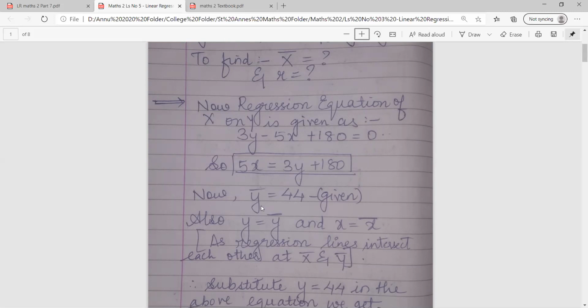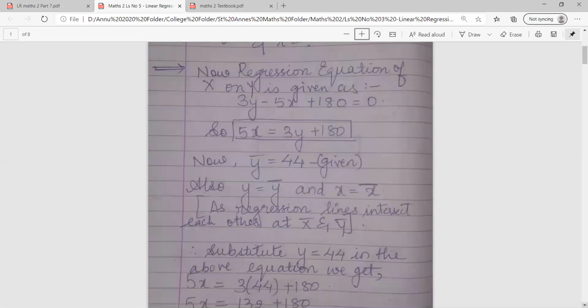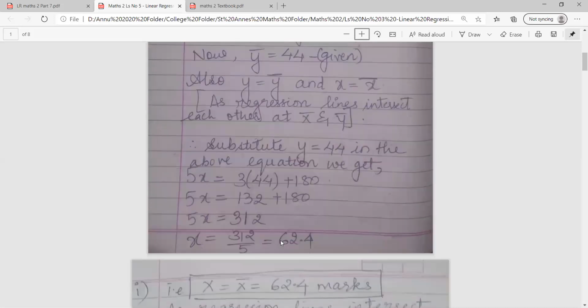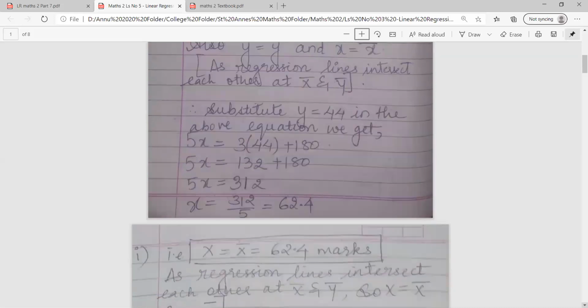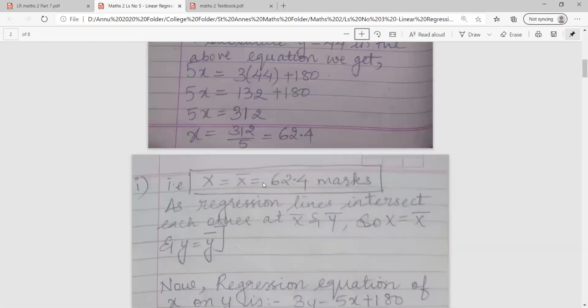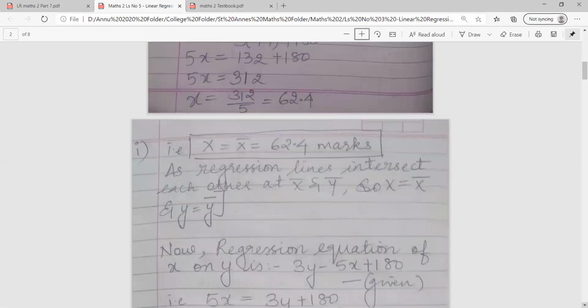Now we'll substitute the value of y bar, which is also the value of y, as the regression lines intersect each other at x bar and y bar. We put the value of y in the equation like this and we get the value of x to be as 62.4. Now, as you all know, class, x is nothing but equal to x bar. So, I write it as 62.4 marks, and the reason, regression lines intersect each other at x bar and y bar. So, on that basis, class, we have found out the first value, that is x bar, mean marks.